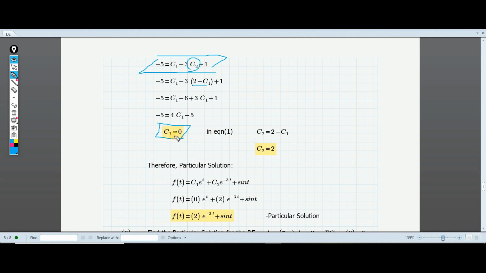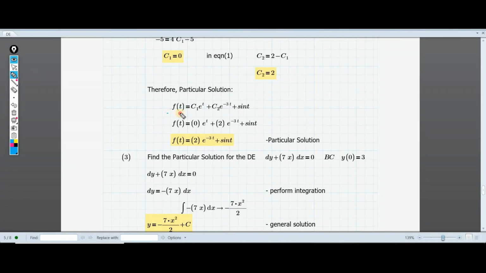And then, let's move this to equation 1. Our equation 1 is this one: c sub 2 is equal to 2 minus c sub 1. So our c sub 1 here is 0. We substitute it there. So 2 minus 0 is 2, and we have our c sub 2 equal to 2. Now that we have arrived at the values of c sub 1 and c sub 2, we can put them in our given equation above and we will know our particular solution.